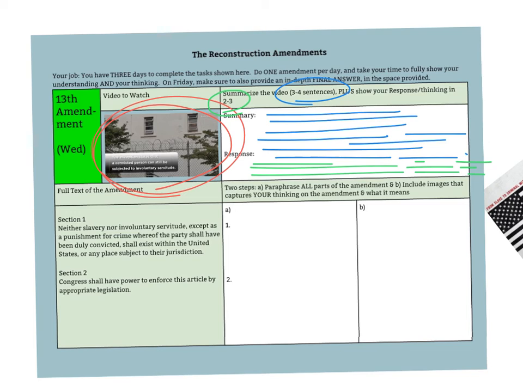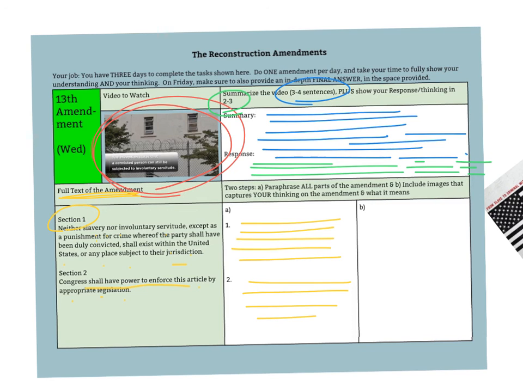Then, your next step, you have this full text of the amendment, okay? You're going to go down in here, and first you're going to look at section 1, and you're going to figure out what it's talking about, and then over here, you're going to paraphrase it. That means that you put it into your own words. What is it saying in section 1? Same thing for section 2. Oh, what's this really saying over here? Put it into your own words right here, please. Okay? Complete thoughts. Don't skimp on me.